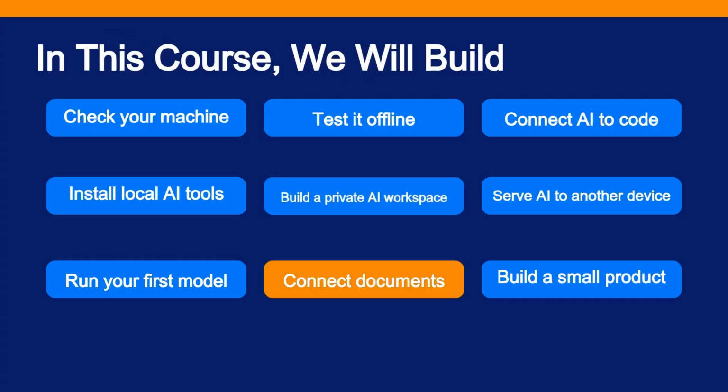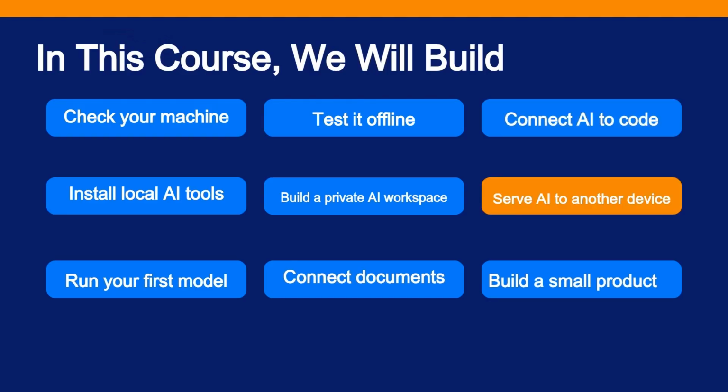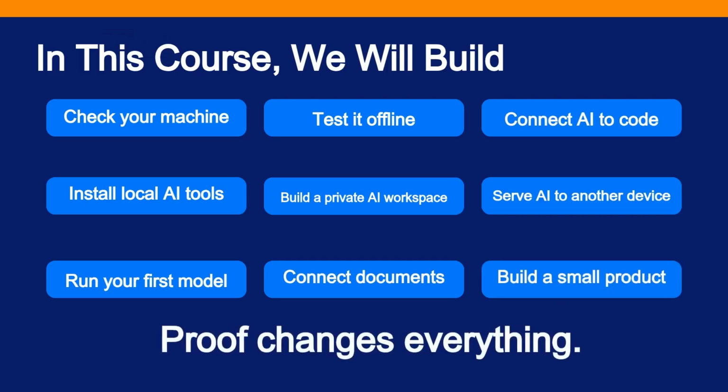We will connect documents. We will connect local AI to code. We will serve it to another device on the same network. And by the end, we will build one small product you can actually show. Because proof changes everything. When you can say, this is running on my machine, people understand that you are not just talking, you are building.